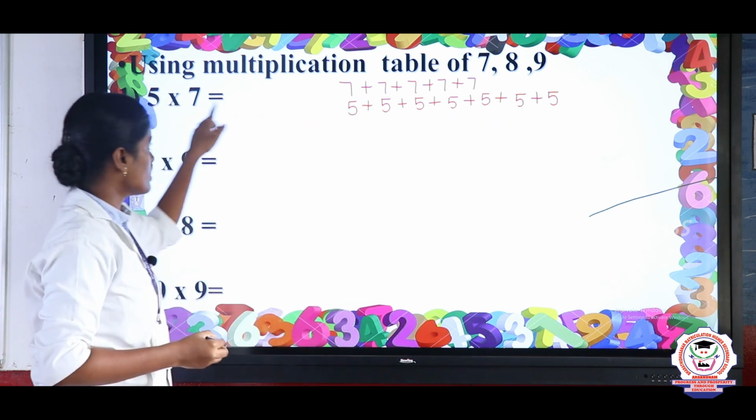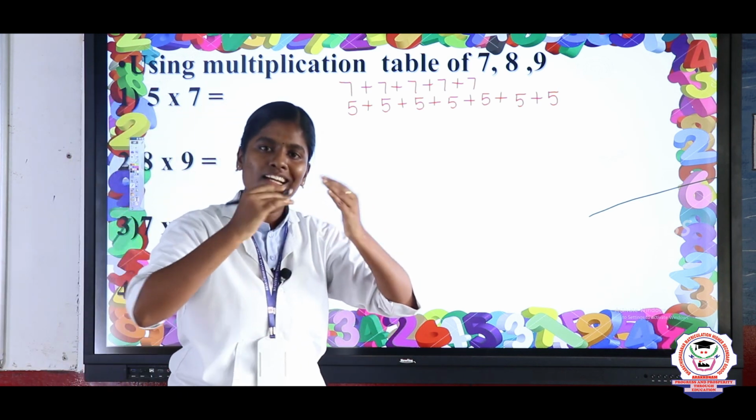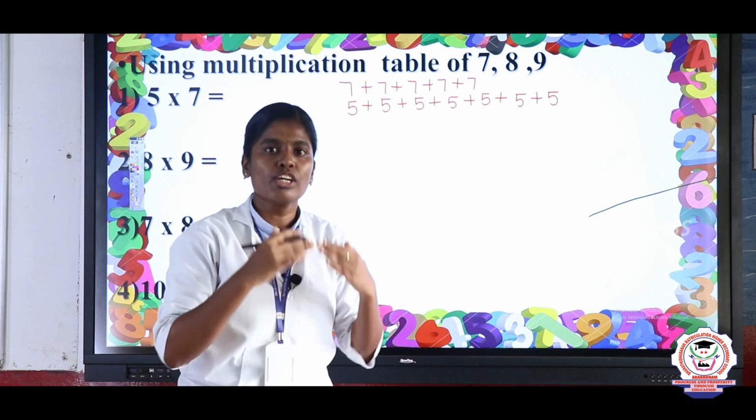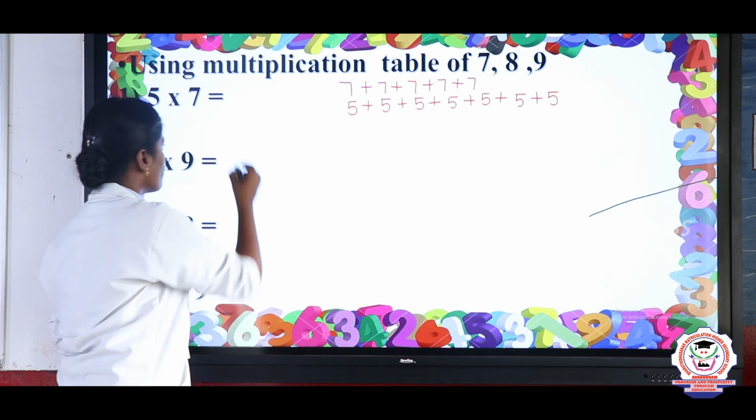Okay. So the question is 5 sevens are. So what is the answer? 5 sevens are. That is 5 times of 7 or 7 times of 5. So the answer is 35.